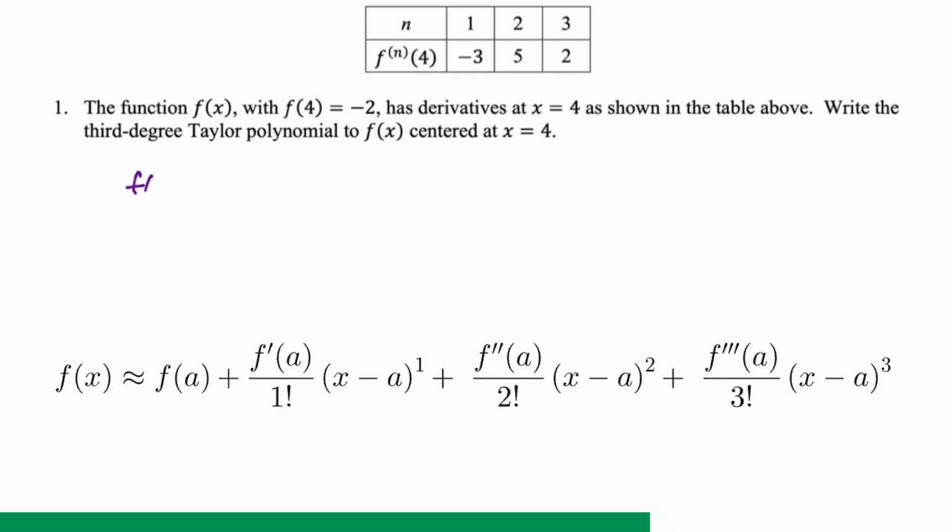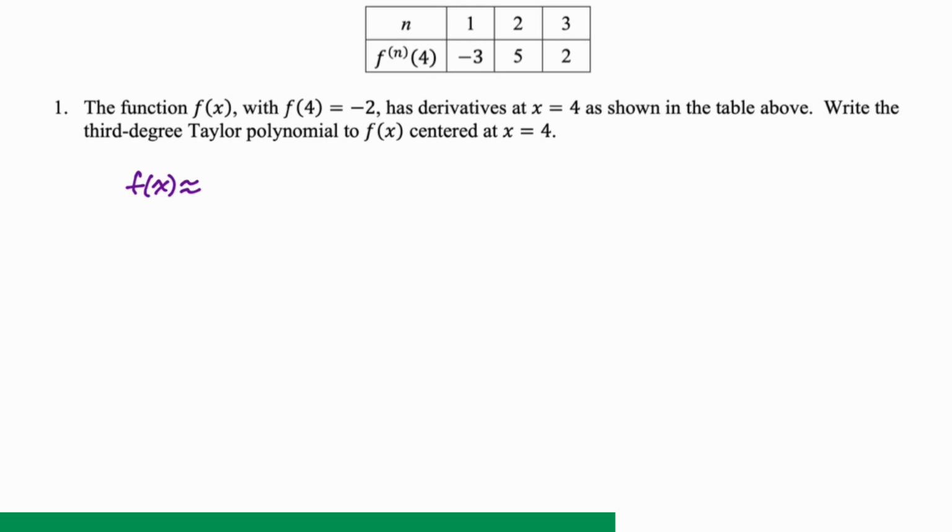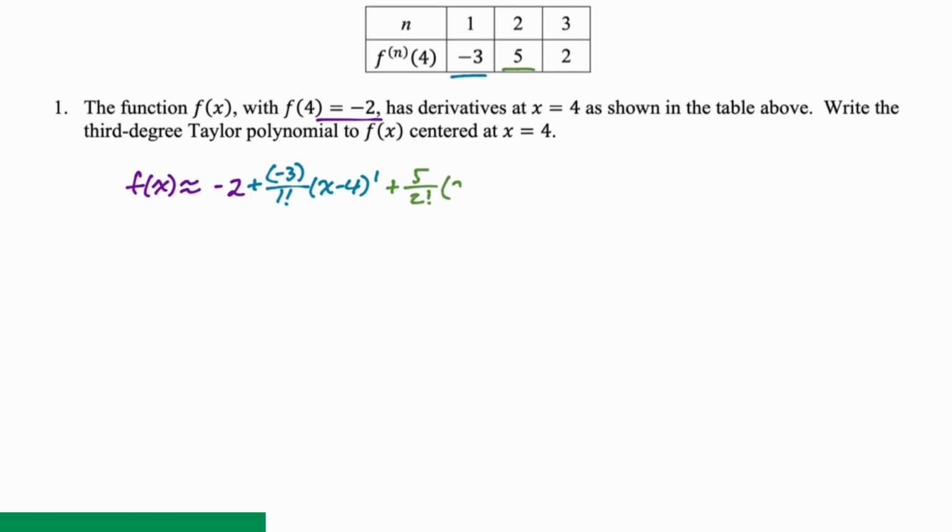So I'm going to say that f of x is approximately equal to, because it's not actually equal to, the 0th derivative, which is the value at 4, so it's just -2. And technically that's over 0 factorial times x minus 4 to the 0, but I'm not going to write that part. Plus the first derivative, which is -3, over 1 factorial, and then x minus 4 to the first, plus the second derivative, so 5 over 2 factorial, x minus 4 to the second, and then plus the third derivative, which is 2, so 2 over 3 factorial, x minus 4 to the third.